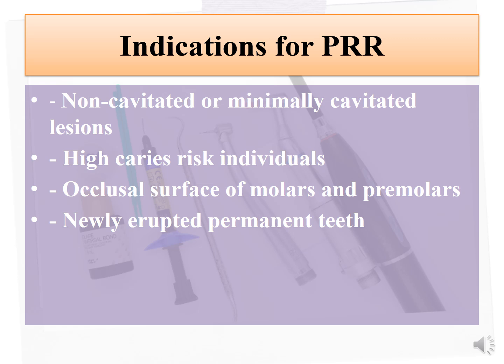Now, when should we consider PRR? There are several indications. Firstly, it is recommended for non-cavitated or minimally cavitated lesions. These are lesions that are just beginning and have not progressed deeply. Secondly, it is indicated in patients with high caries risk. This includes children and adolescents who may have poor oral hygiene, high sugar intake, or limited access to regular dental care. Thirdly, it is especially useful in newly erupted permanent molars and premolars.